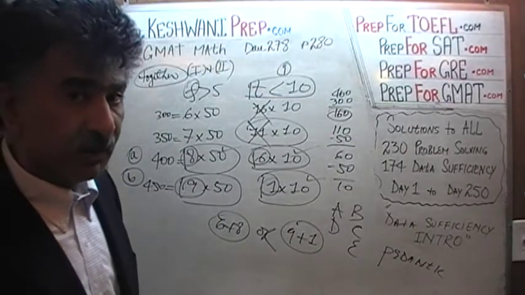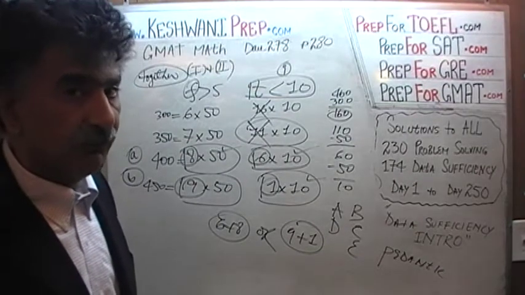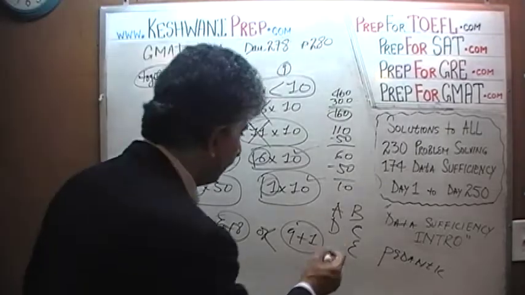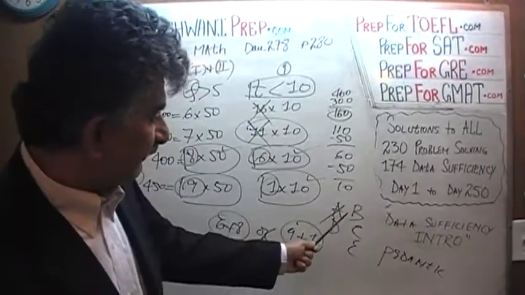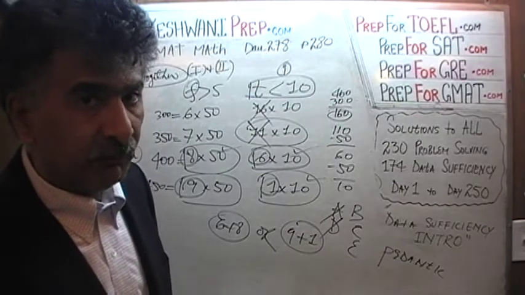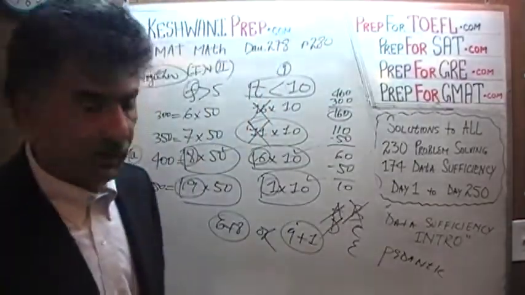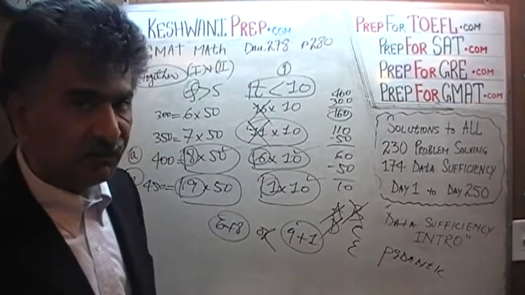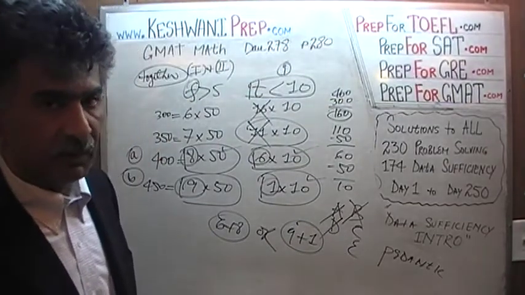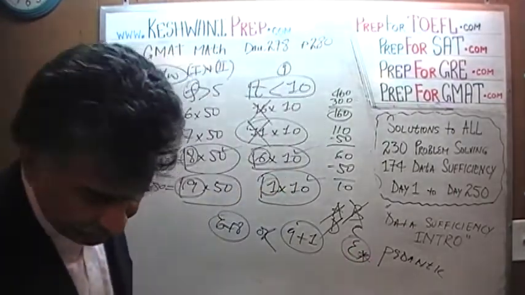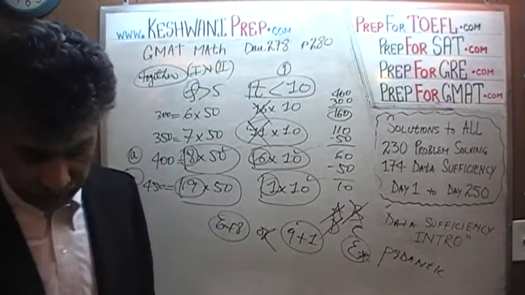When we looked at the first statement, we found out that the first statement by itself was not sufficient. Based on that, we crossed out A and D. When we looked at the second statement by itself, it was also not sufficient. We crossed out B. The contest was between C and E. We just found out that putting the two together also does not get us anywhere. The answer is E. The answer to this problem, alas, is E, after all that work.